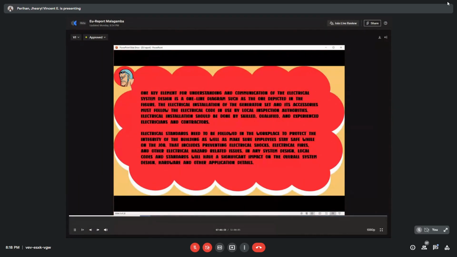So electrical standards need to be followed in the workplace to protect the integrity of the building as well as make sure that the employees stay safe while on the job. That includes preventing electrical shocks, electrical fires, and other electrical hazard related issues. In any system design, local codes and standards will have a significant impact on the overall system design, hardware, and other application details.